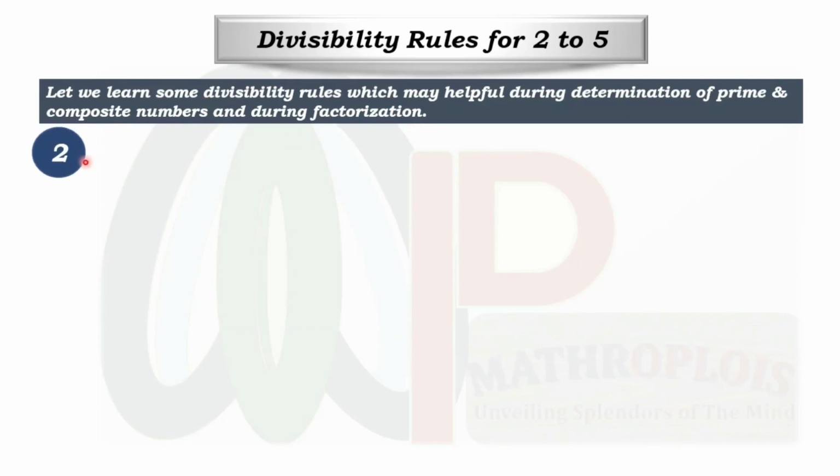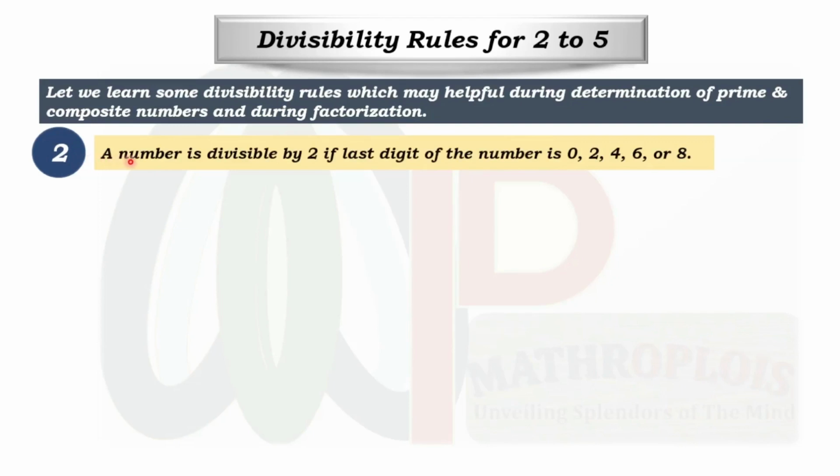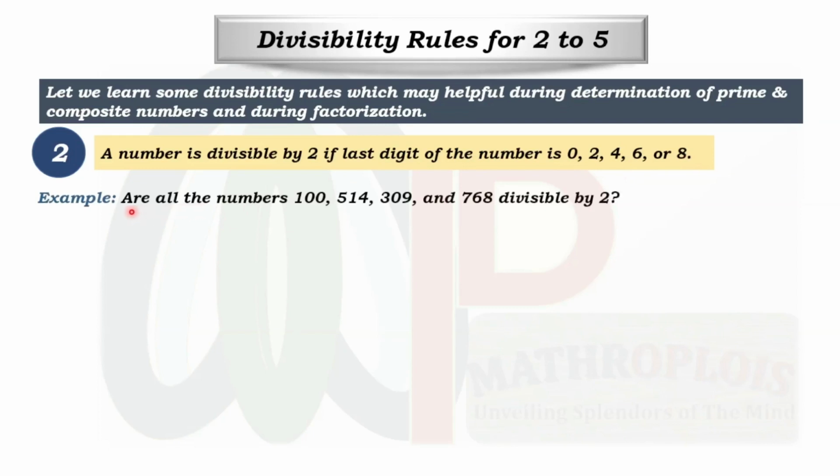The first number is 2. We have already learnt that a number is divisible by 2 if the last digit of the number is 0, 2, 4, 6, or 8. We solve an example for our better understanding. Are all the numbers 100, 514, 309, and 768 divisible by 2?